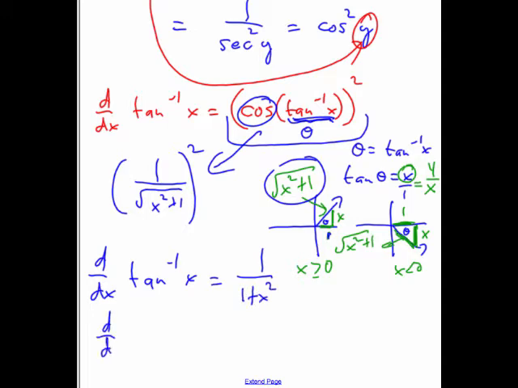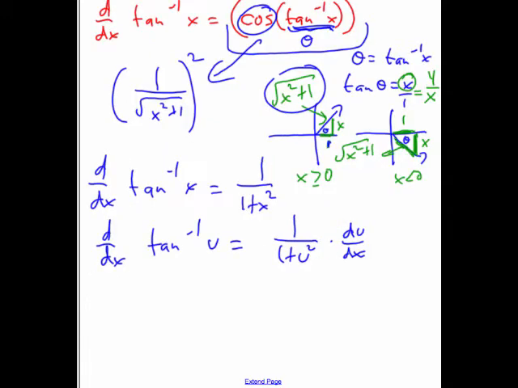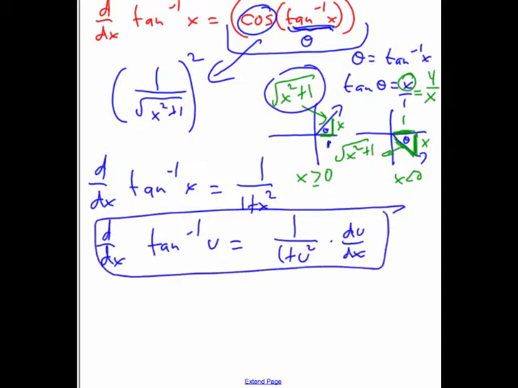Or by the chain rule, if u is a function of x, it's 1 over 1 plus u squared times the derivative of u. And again, I'm happy to report that the derivative of inverse cotangent is the exact same thing except negative. So that makes that one easier to know.